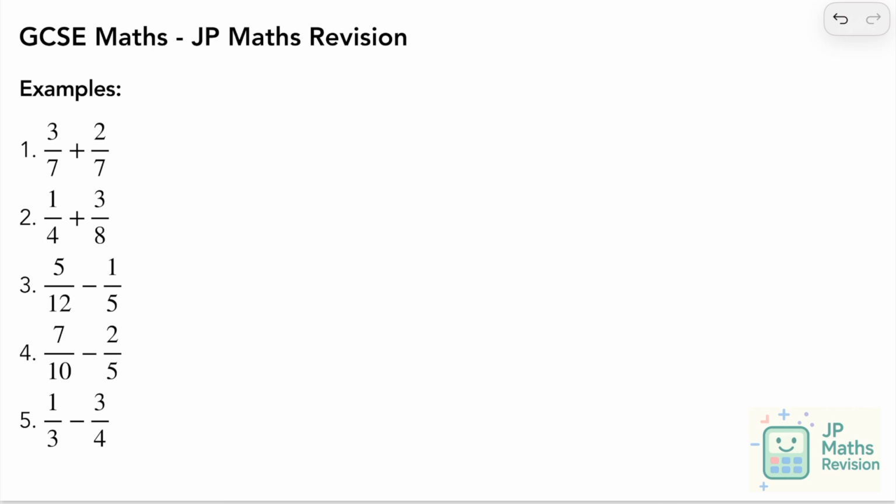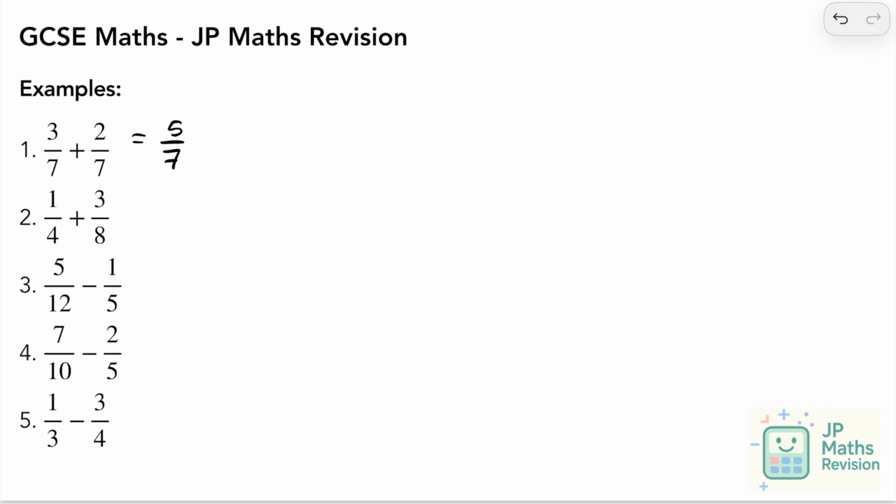So we have 3/7 plus 2/7. These already share a common denominator, so this one's rather straightforward. All we need to do is 3 plus 2, that's 5. So it's going to be 5/7. We could think about this as if I eat 3/7 of the pizza and my brother eats 2/7. In total, we've had 5/7 of the pizza.